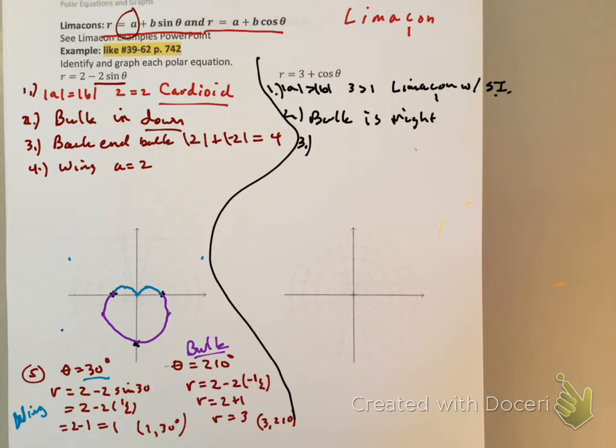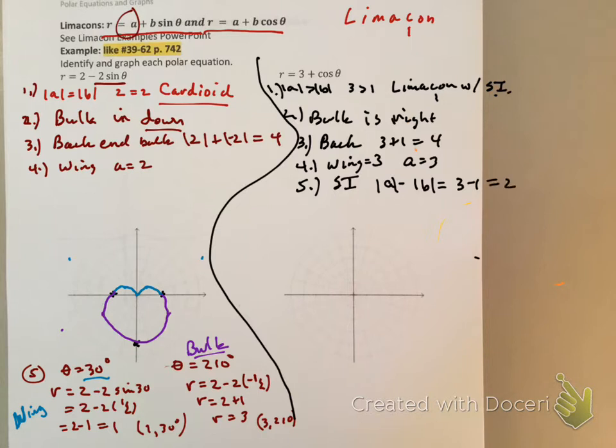Alright, so the back of the bulk, I'm just going to call it back because I'm tired of writing. It's going to be 3 plus 1, taking absolute values of course, and it's going to be another 4. Alright, the wing is going to be 3, or A is equal to 3 if you like that better. And then there's something else you have to get here before I can do the points, and that's the slight indentation. What you have to do is the absolute value of A minus the absolute value of B, which basically is 3 minus 1 or a 2.